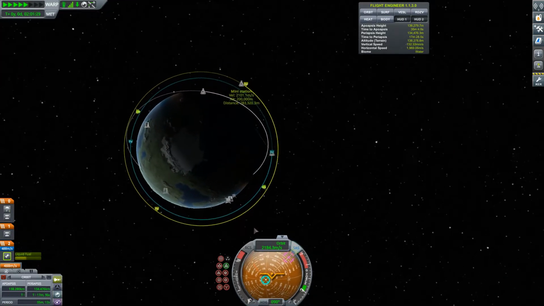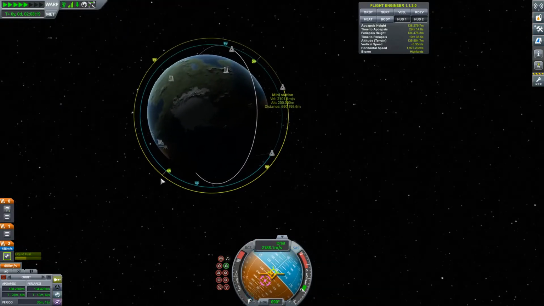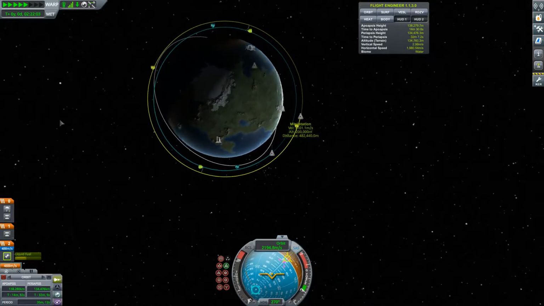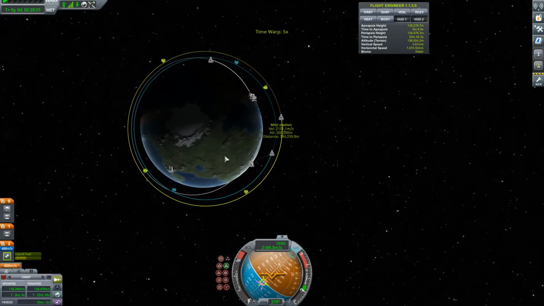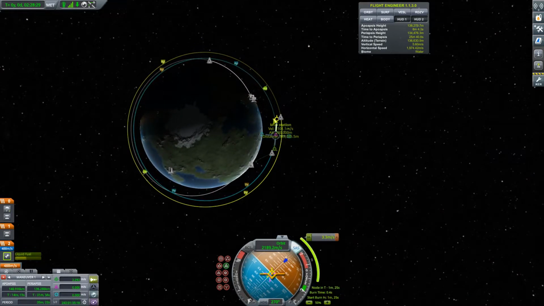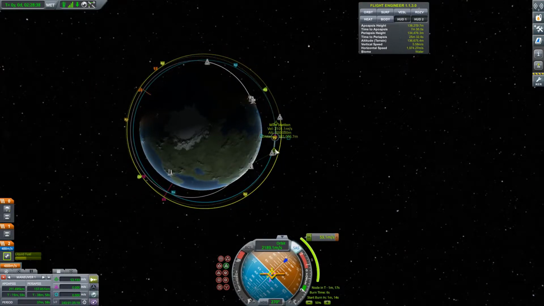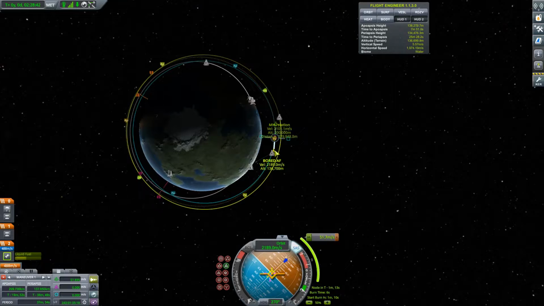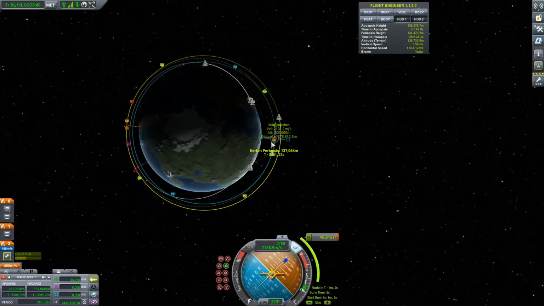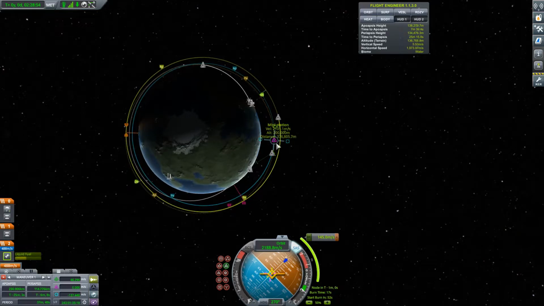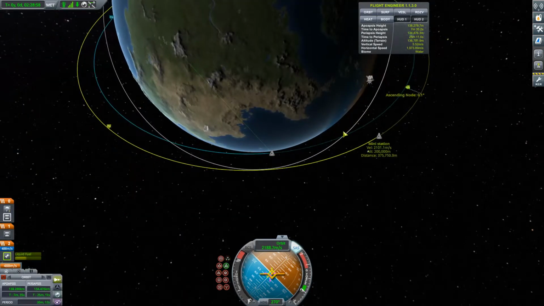So basically, what we're gonna do is try to catch up here and align ourselves so that we can burn and get a nice encounter. Now, you can think of this as planets on a large scale, right? Kerbin would be the sun, and my space station would be, let's say, Duna or something. And let's just say my spacecraft is Kerbin, right?